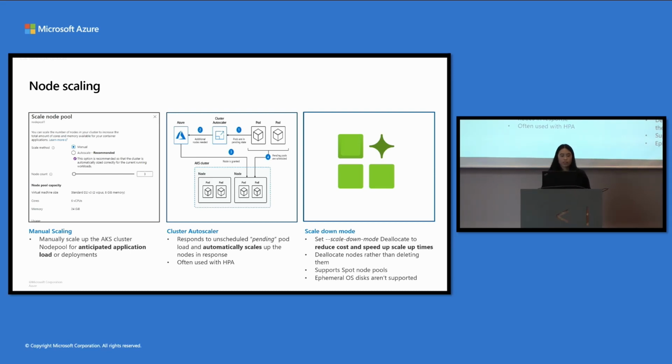We also have scale down mode. In this case, rather than deleting nodes, the nodes are deallocated. In a deallocated state, you won't need to pay for compute resources. You will have to pay for OS or any data storage disks attached. But it's a great option if you need to scale back up really rapidly and you don't want to shut down all of your nodes.